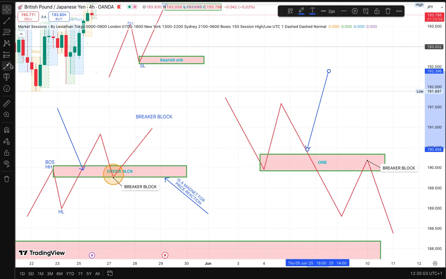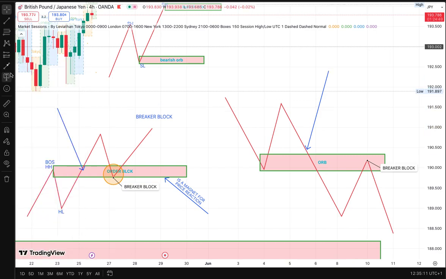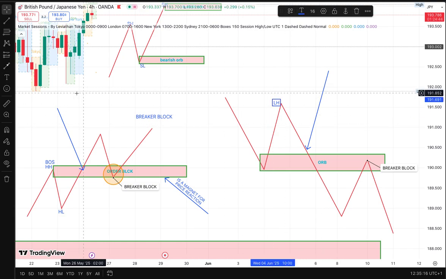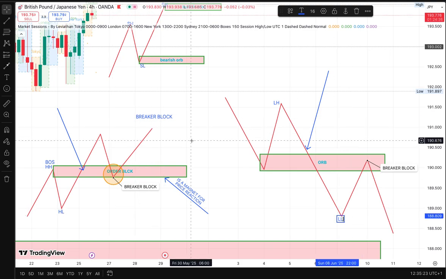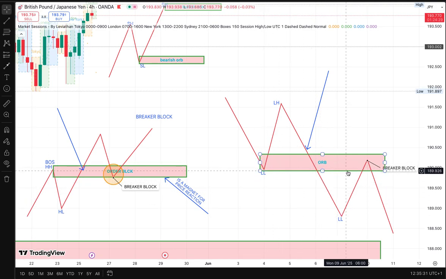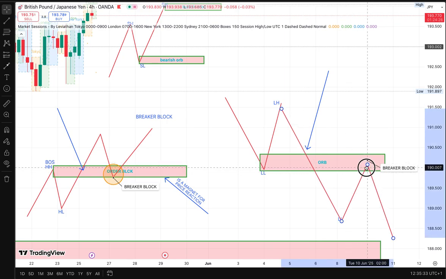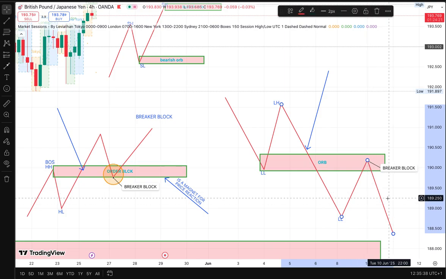Now if I want to look at it from the market structure angle, simple as saying that this is our lower high, right? This is our lower low. This is another lower low. And what did I tell you about lower low, lower high? If the candle doesn't break this, the trend is still continuing.